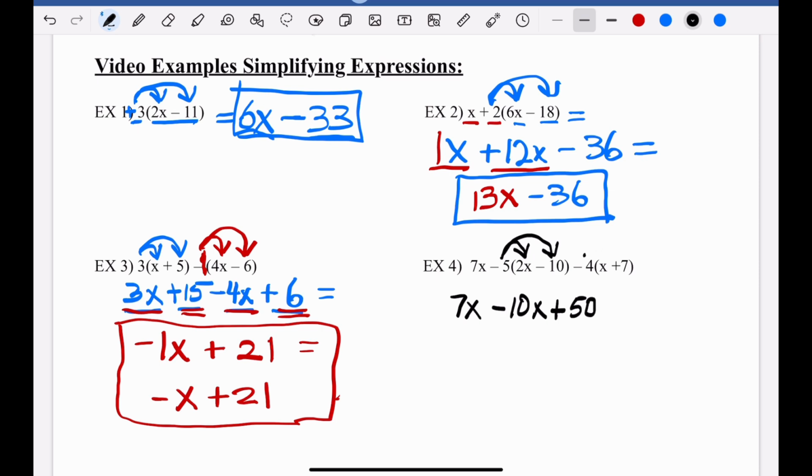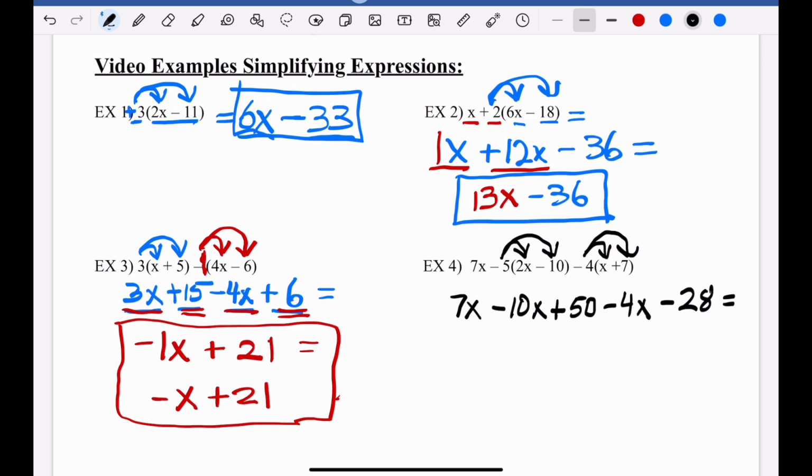Be careful with this parentheses. This is a negative 4. Negative 4 times x is negative 4x. And negative 4 times positive 7 is negative 28. Now I have 5 terms outside of the parentheses.